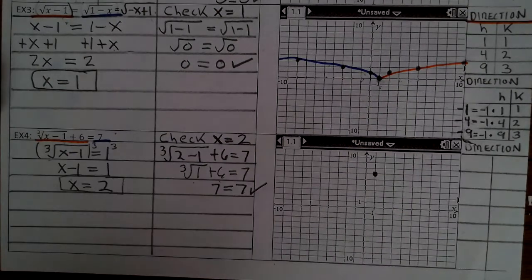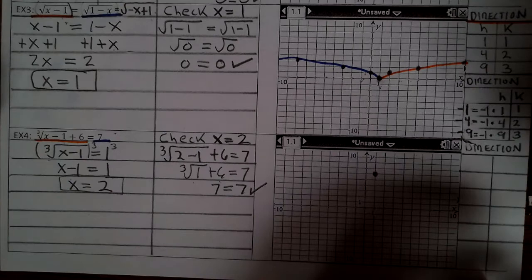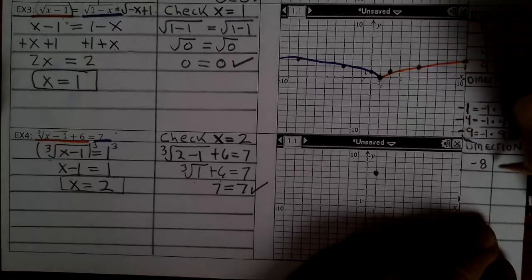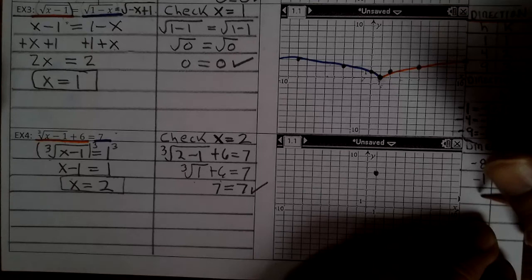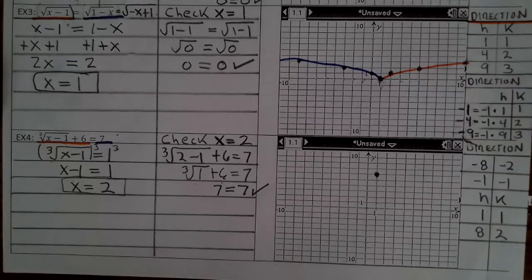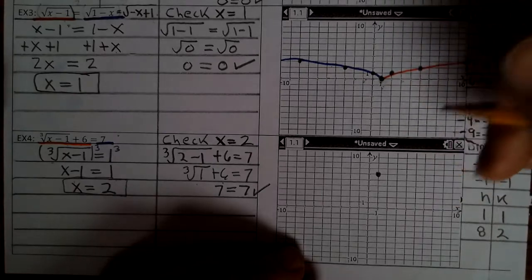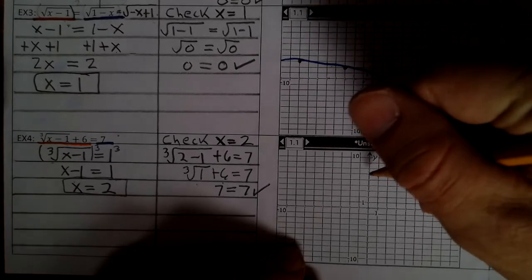Okay, so from the vertex, remember these aren't points, these are directions. So from here we're going to go left 8, 1, 2, 3, 4, 5, 6, 7, 8, down 2, left 1, down 1, right 1, up 1, and then right 1, 2, 3, 4, 5, 6, 7, 8, up 1, 2.